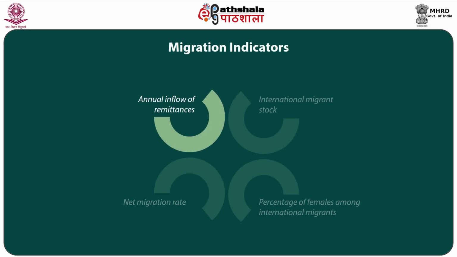Let us continue with migration indicators and talk about annual inflow of remittances. Remittance inflows consist of all current transfers in cash or in kind made or received by resident households to or from non-resident households. That way the personal transfers include all current transfers between resident and non-resident individuals.